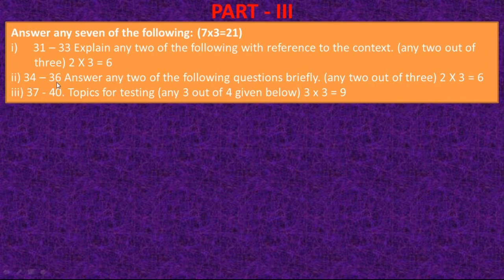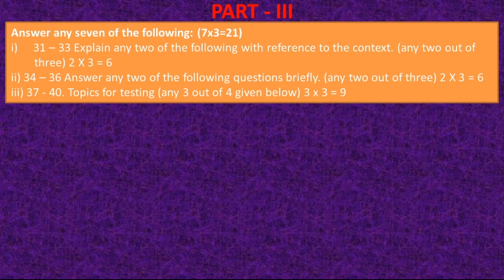And the next, 34 to 36, answer any 2 of the following questions briefly. Any 2 out of 3, which means 2 into 3 is equal to 6, which means question and answer, 3 mark question and answer from the prose. 3 questions will be given. You have to answer 2 questions. 37 to 40th, topics for testing. Any 3 out of 4 given below. 3 into 3, 9 marks.